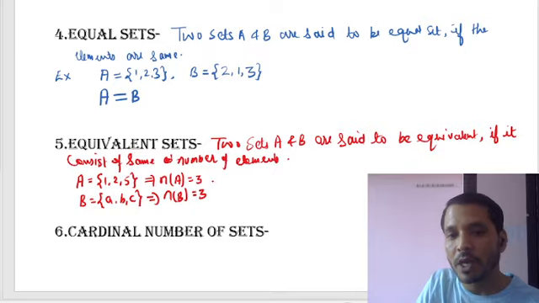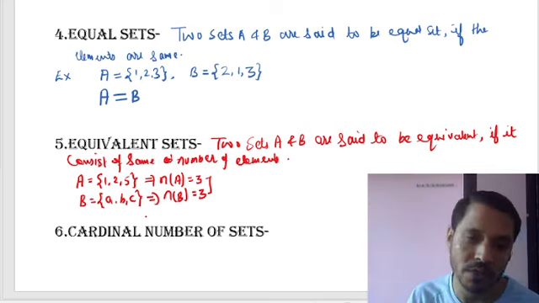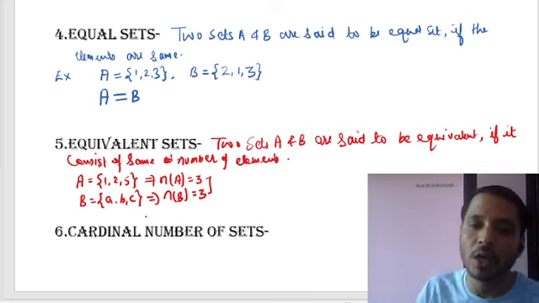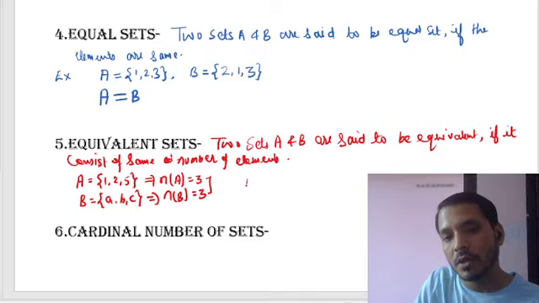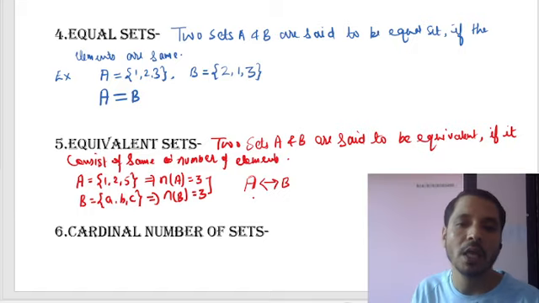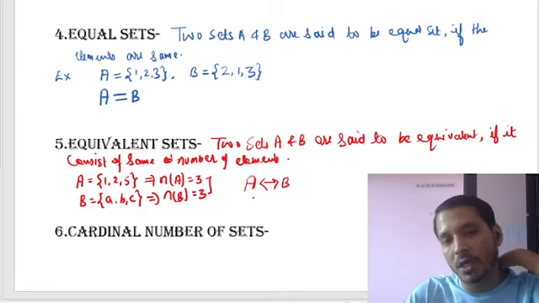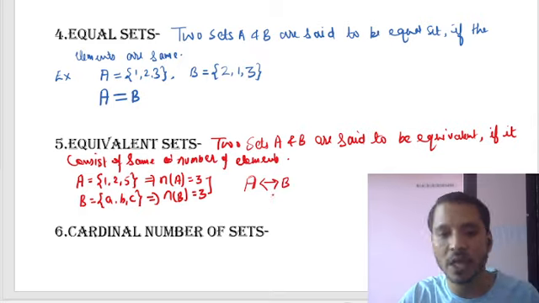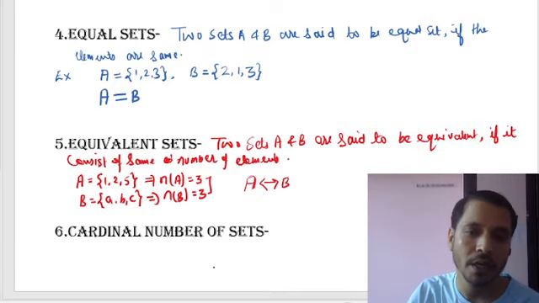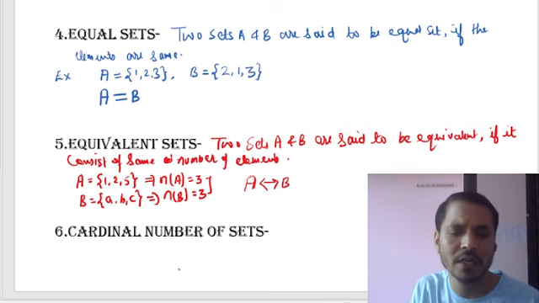That means if the number of elements in the two sets is the same, then they are called equivalent sets. So here A is equivalent to B. How are we representing it? In mathematical symbols, we represent it by A is equivalent to B, by this symbol. This is the symbol for equivalent. For equal to, we use the equal to sign only, but for equivalent we use this double arrow sign, right? So this is equivalent.